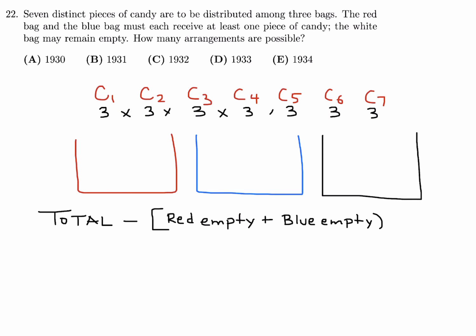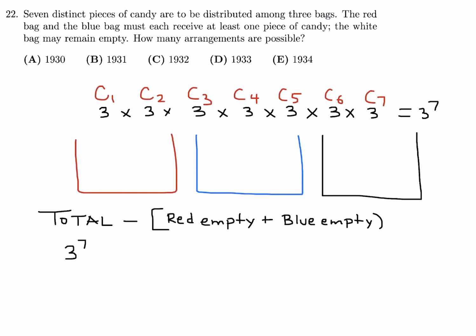And you multiply them all to get the total number of combinations, and that is 3 to the power of 7. So that represents the total possible arrangements when there's no restrictions. Now we have some restrictions. Ours are as follows: that the red bag and the blue bag must have at least 1 piece of candy.